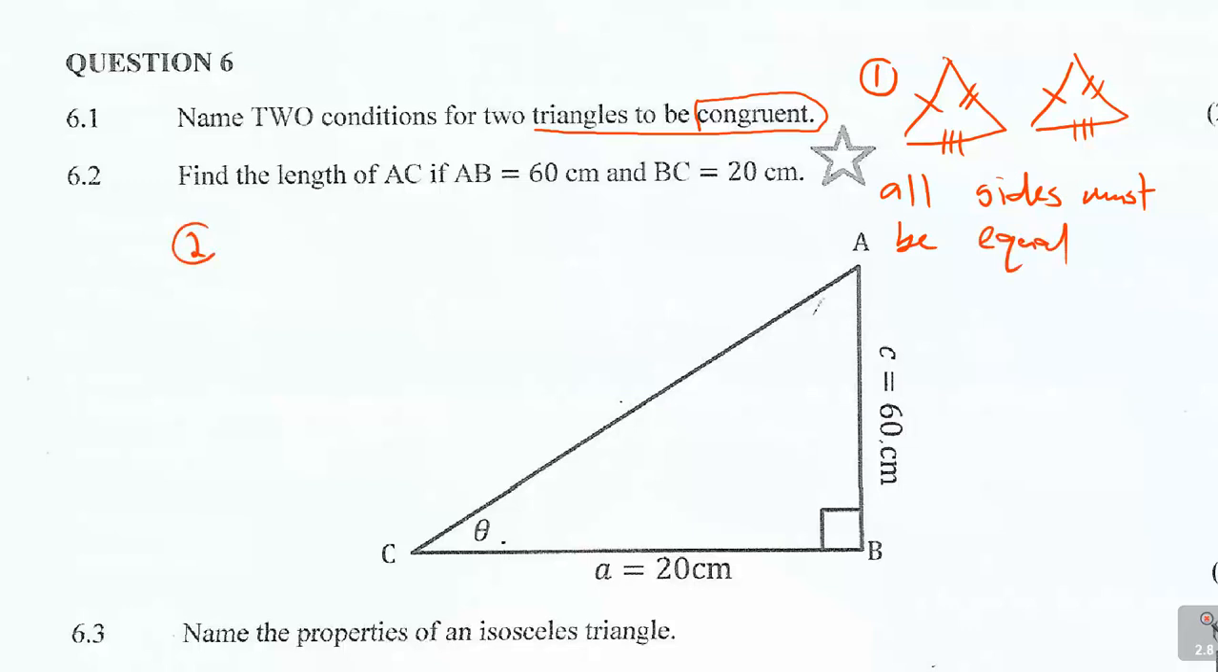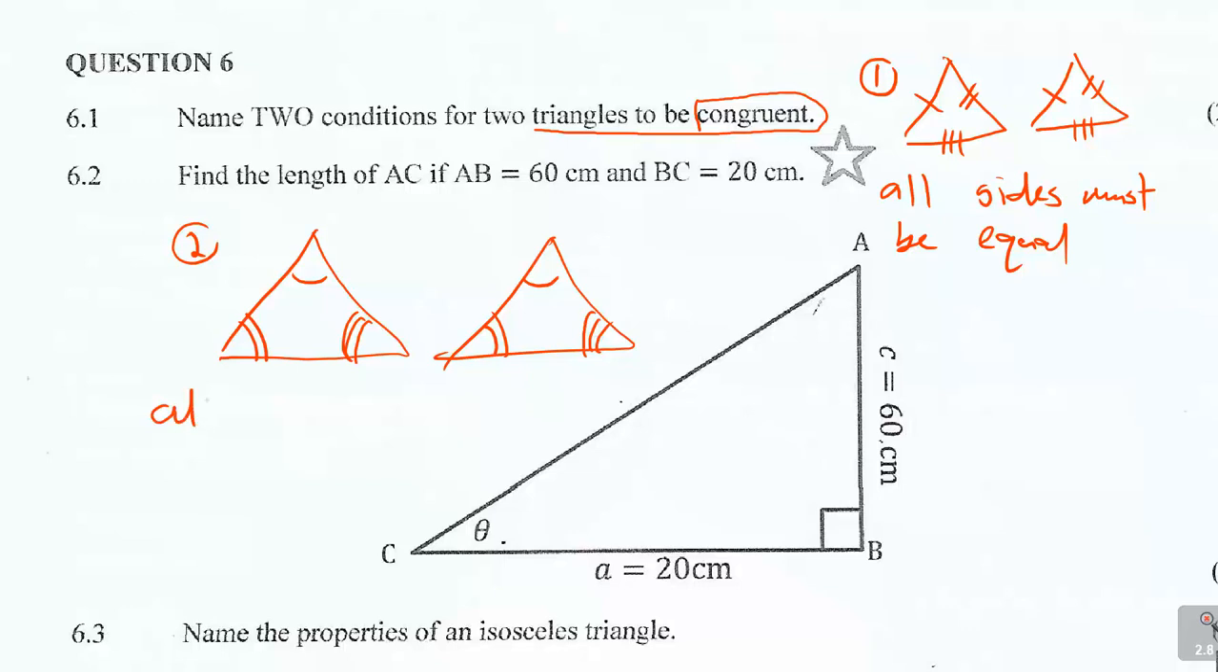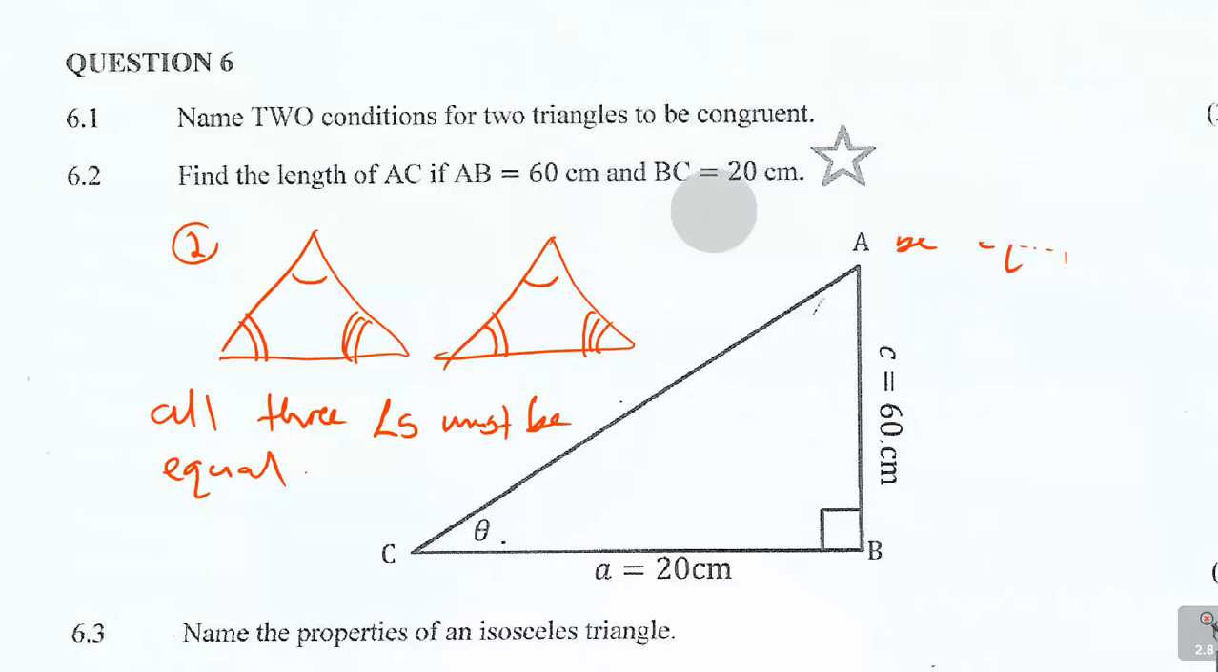Number 2, again, you're looking at that triangle to be congruent. This angle must be equal to that, this angle must be equal to that, and that angle must be equal to that angle. So number 2, all 3 angles must be equal. So that's the 2 conditions for congruency. It's all the sides and all the angles.